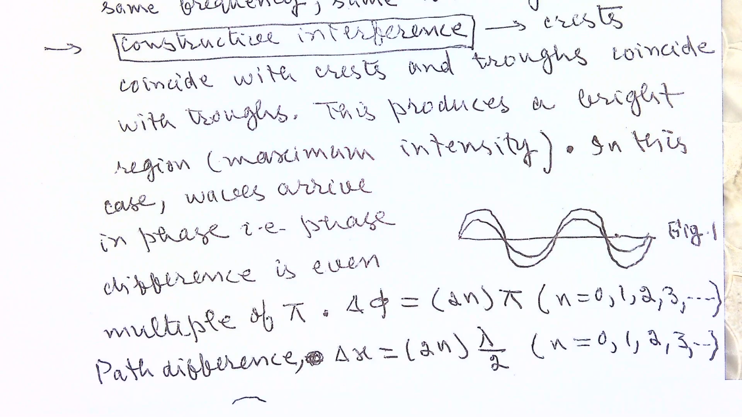Now let us go to path difference. Before we go to path difference, let us understand that phase pi corresponds to lambda over 2, where lambda, as you know, is wavelength. So path difference will be an even multiple of lambda over 2, and once again n is 0, 1, 2, 3, and so on and so forth.